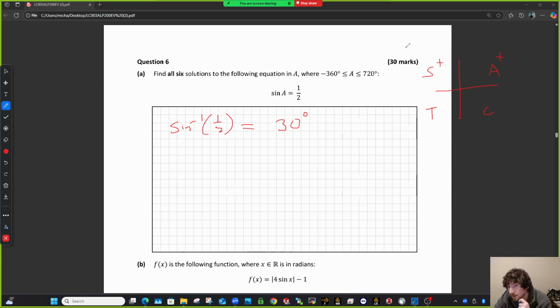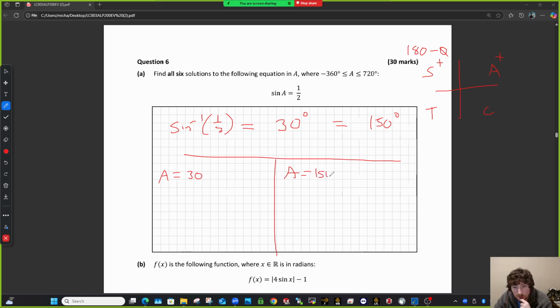To move an angle into the second quadrant, we go 180 minus theta. So then the other solution is 150 degrees. Okay, so what we do then is we split the page down the middle for these types of questions, and we set that the angle, which is A, is equal to 30, and we also say it's equal to 150. But then we add on 360n to deal with the rotations. So that's the general solution.